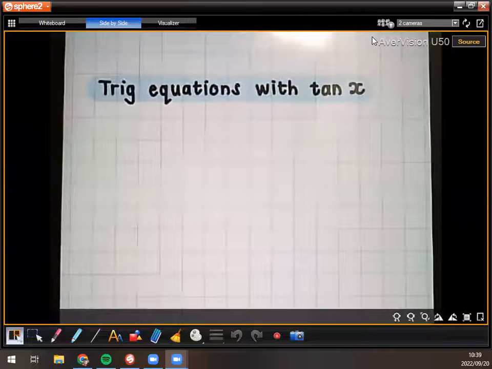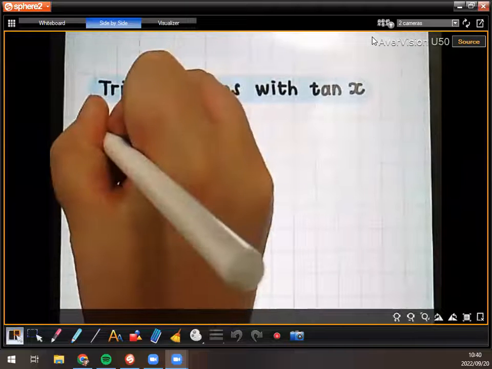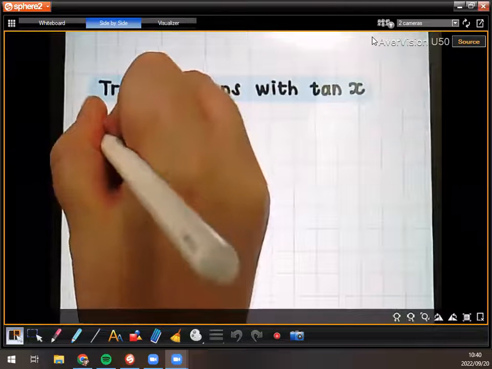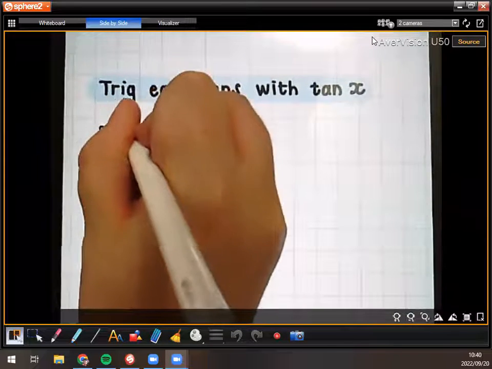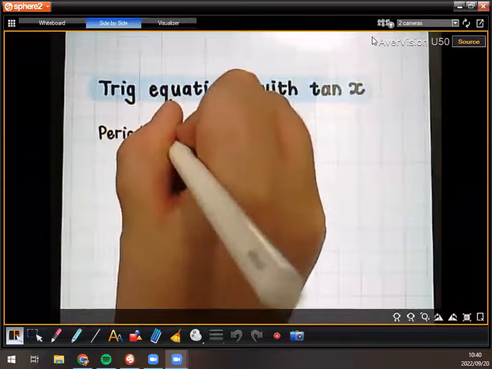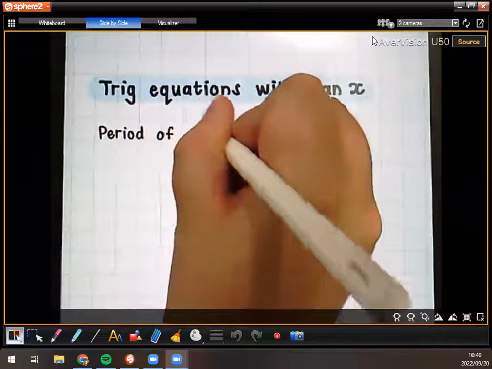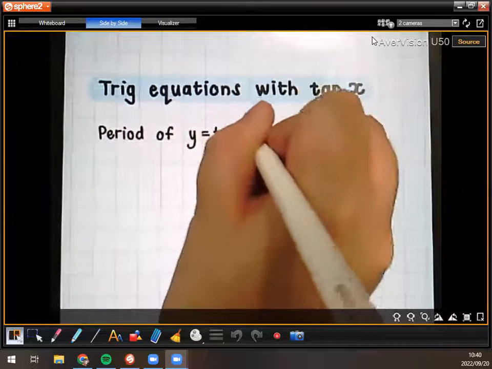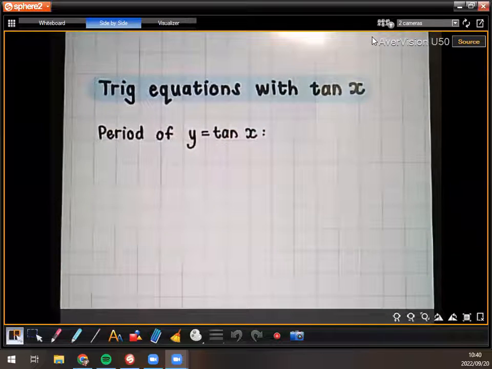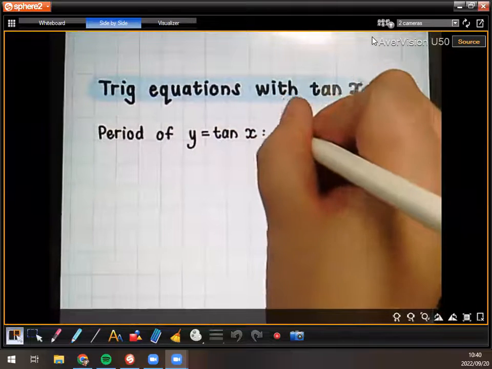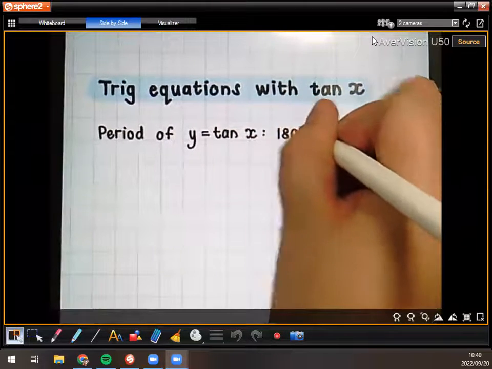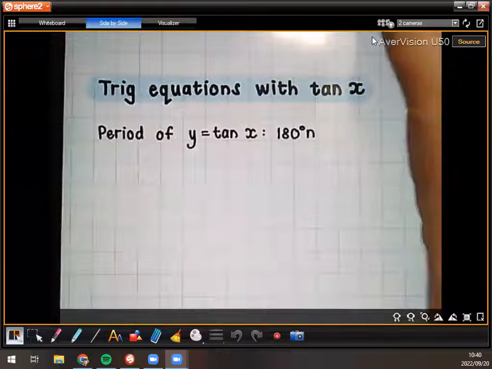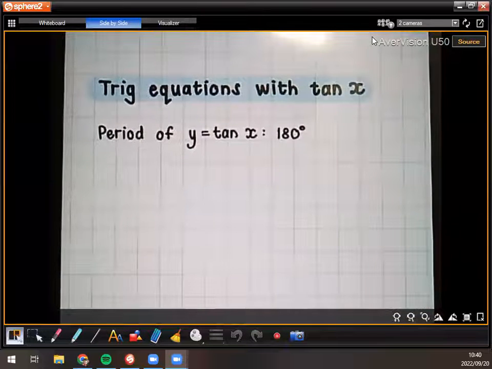Guys, yesterday we looked at a sine graph, and we said that the period of the sine graph is 360. That's why we put a plus 360 in. Now, the period of y equals tan x, if we're just thinking of the basic tan graph, we're not going to draw it, but we can just think about it. Can you remember what the period was? 180 degrees.